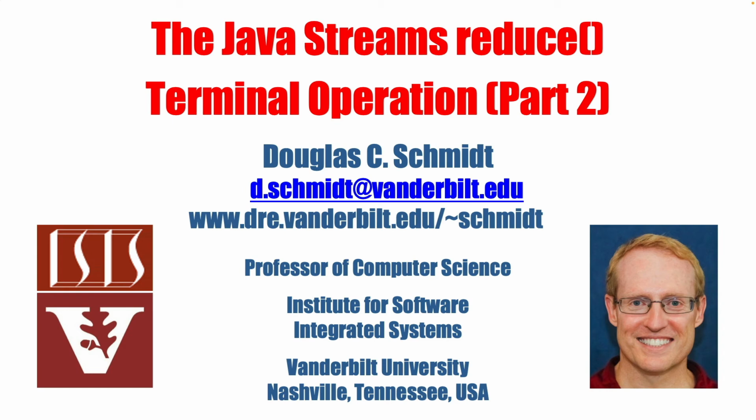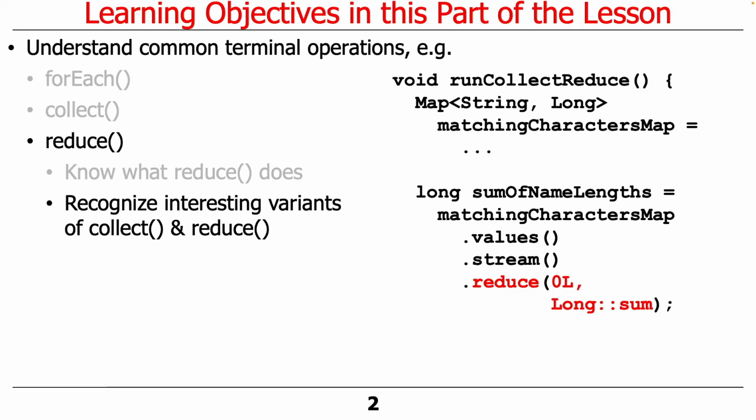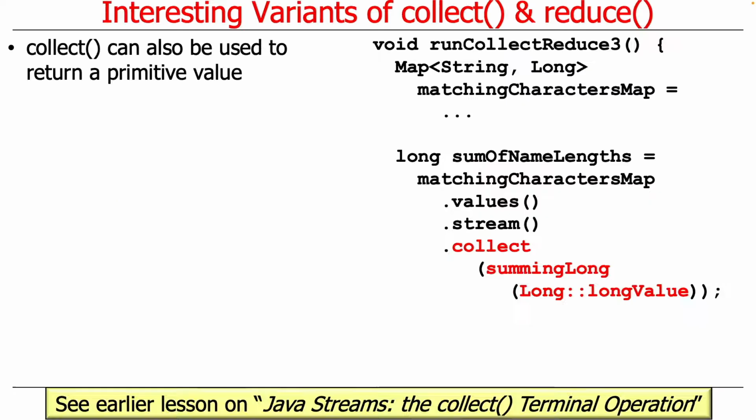So now we're on part 2 of our discussion of streams reduce, the streams reduce terminal operation. And we're going to take a look at a couple of interesting variants of collect and reduce, just to mix things up in very curious ways. So I've been talking here a lot about how reduce is usually applied to produce a single value, often a primitive. Doesn't have to be a primitive, but could be a primitive.